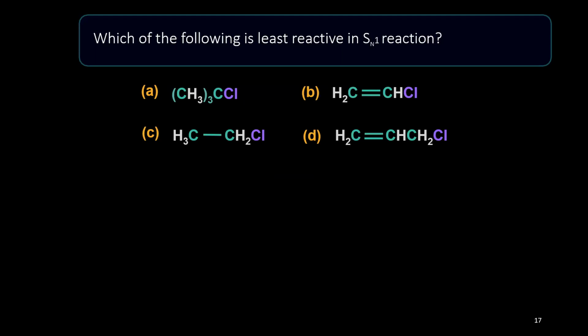At least tell me this. Which of the following is least reactive in an SN1 reaction? So remember, one, SN1 should be able to form the carbocation. In order to form the carbocation, second, it should have a tertiary carbon.